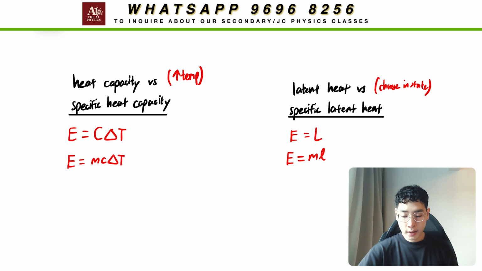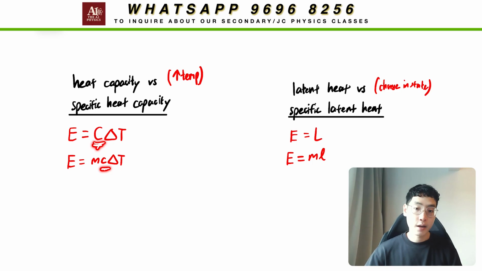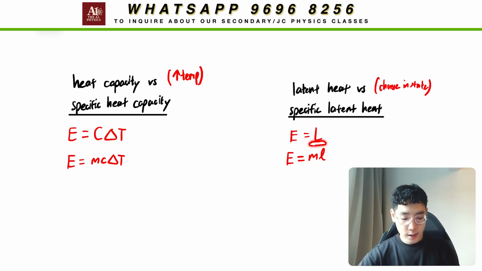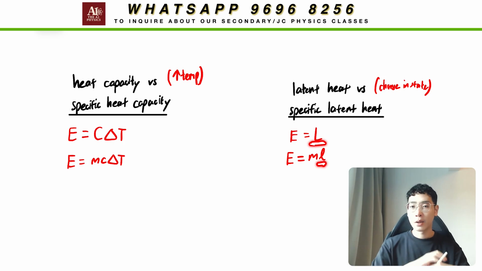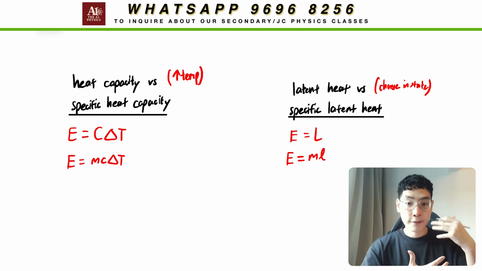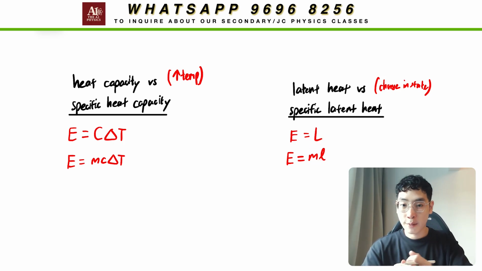So the formulas we know is E equals to big C theta. Big C refers to the heat capacity and small c refers to the specific heat capacity, right? For latent heat, we use E equals to L. Big L refers to the latent heat and small l refers to the specific latent heat. Now, many students stop over here. They just memorize the formulas and they just try to write down the formulas in the question, right? Without truly understanding what heat capacity and specific heat capacity actually mean. And that's why many students find thermal physics difficult even though they technically memorize all the formulas.